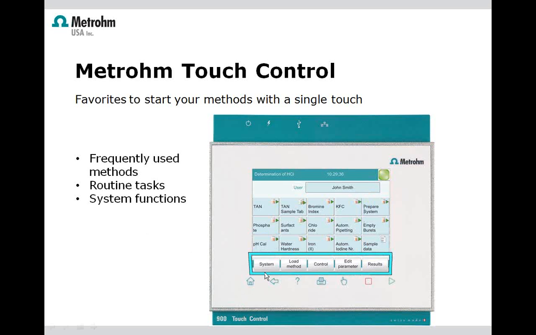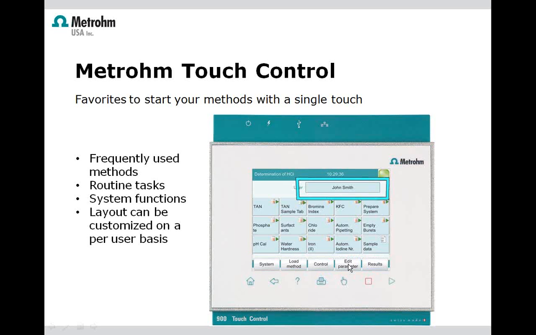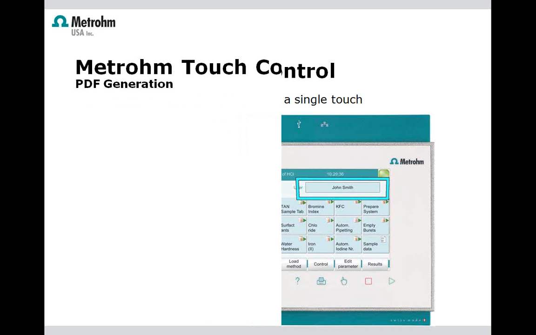Now for system functions, we have the ability to go into the configuration of the system, to manually load different methods, set up different work lists, for example, view our results, or further edit different methods. Finally, the layout of the touch control can be easily customized on a per user basis, so that when different users are logged in, different interfaces are shown.